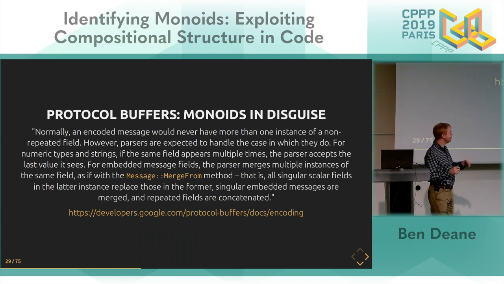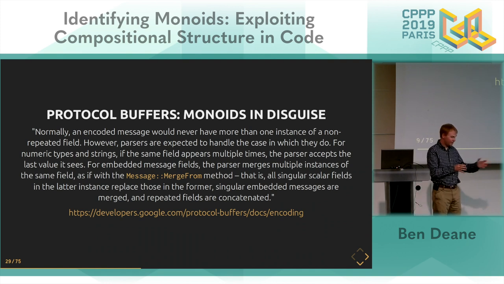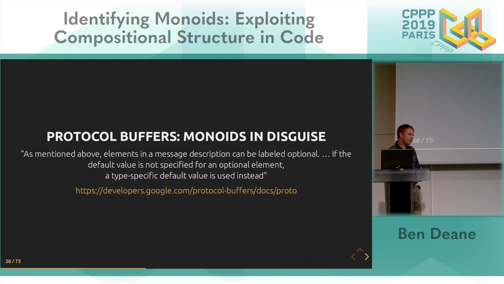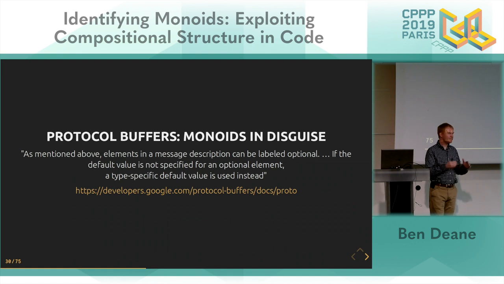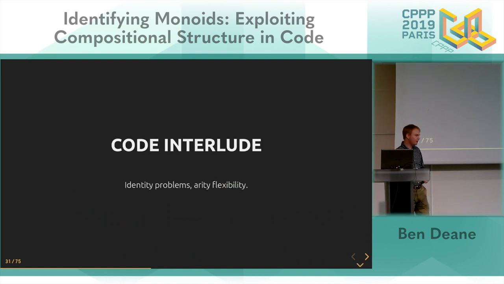It's doing a combination of a couple of different monoid things here. The last operation and merging sets. Repeated fields are concatenated. In the case of vectors, it's doing the free monoid on the vectors. So there's two or three monoids in here. And then it goes on to say we have elements that can be labeled optional. And this is something very similar to an identity element, right? If you have an optional thing, and you can have a default value on it, that's like having an identity element in your monoid. I'll come back to that in a second, that last operation I have an example of.